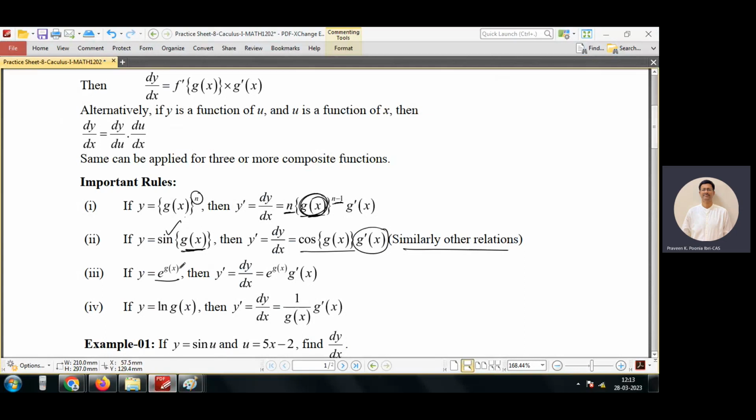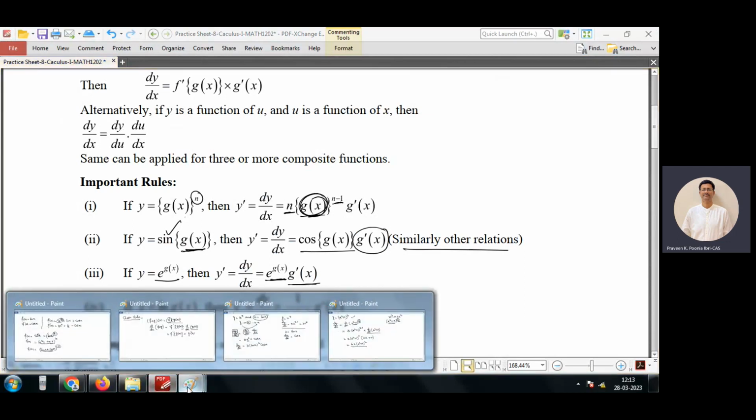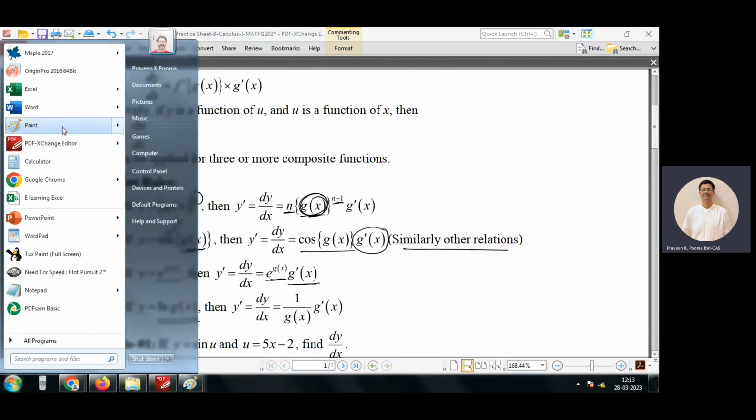Same here, e power g of x, where g of x means a function of x. So what is the derivative of e power g of x? It is e power g of x, since the derivative of the exponential function is the same. Then you need to write the derivative of g of x. Same is the case for logarithm. Clear? So this is how we are evaluating all these types of functions.